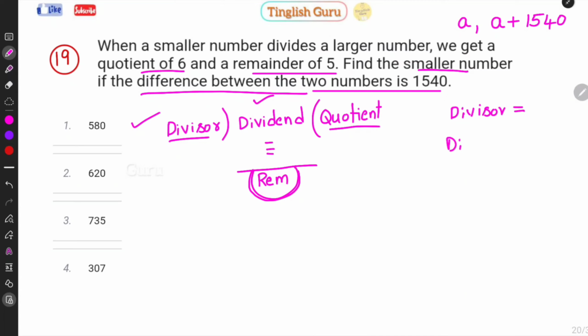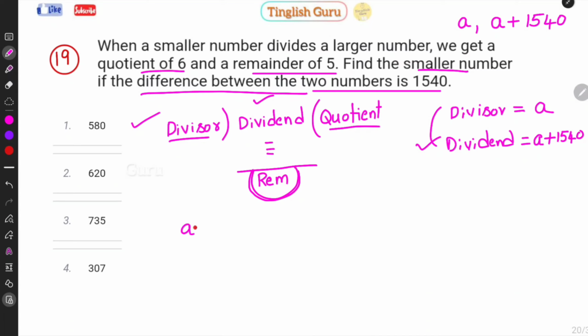dividend. Divisor and dividend. Obviously the dividend will be the bigger value. So what we are given is that the difference between these two numbers is 1540. Let us say if divisor is equal to a, then dividend is equal to a plus 1540. See, if we find the difference, then we will get a cancelled and 1540 will be there. So let us substitute these values.